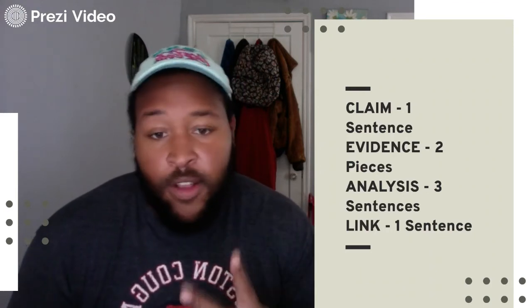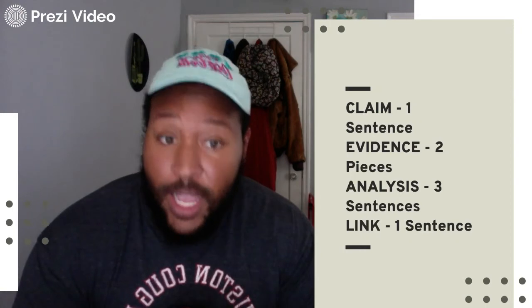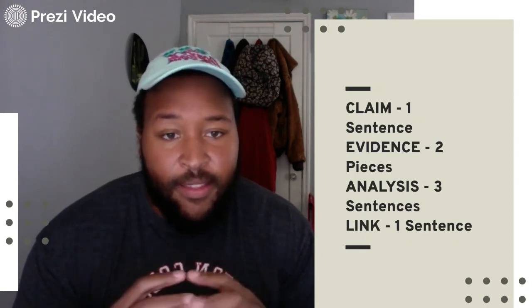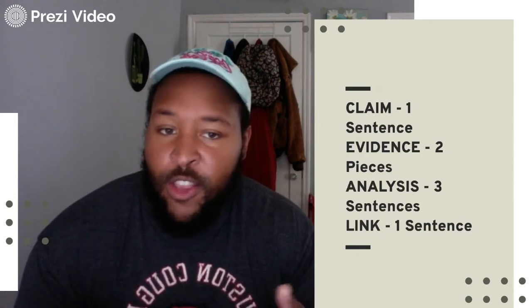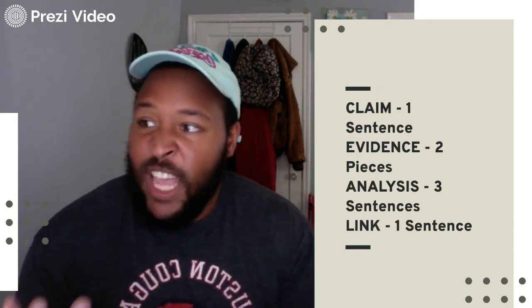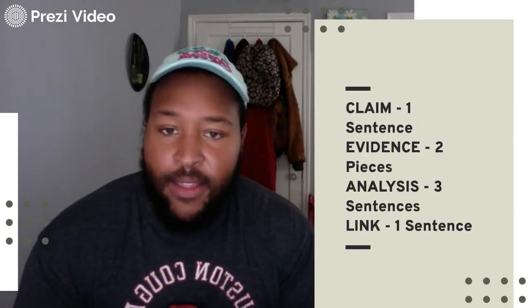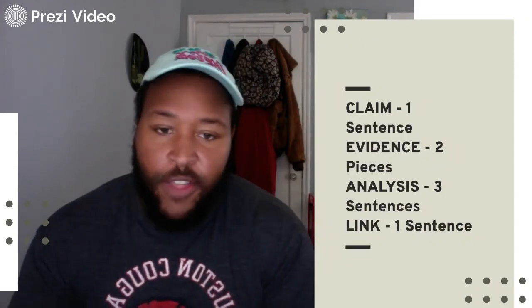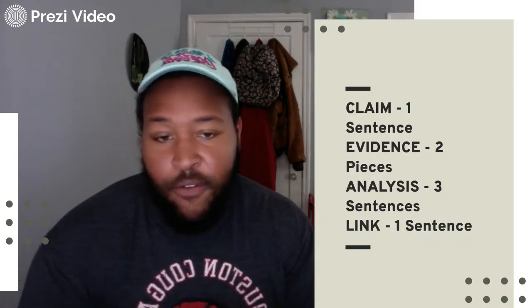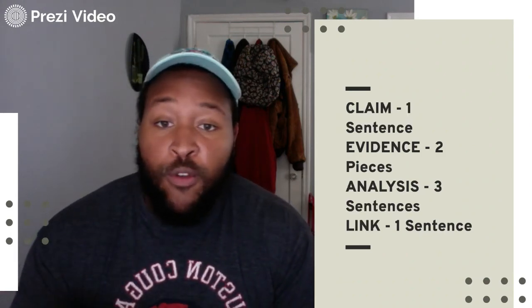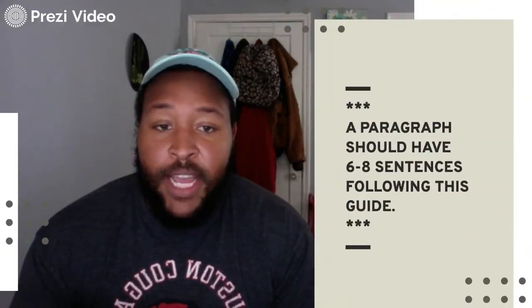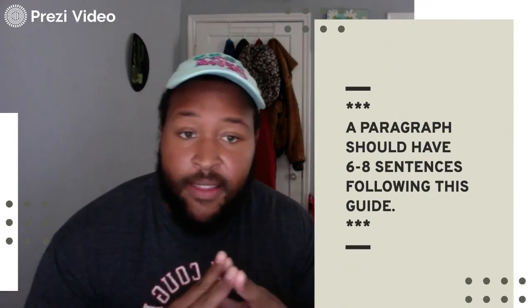Then evidence, you want two pieces of evidence. We already hit why. And with analysis, you want three sentences. Three sentences shows that you thought, and it shows that at least half of your paragraph is analysis, which means half of your paragraph is original thought. And a link, of course, a thematic statement, we've been over that. So we're not going to go too far back with that. Last but not least, if you are following this guide, a paragraph should have 6 to 8 sentences.